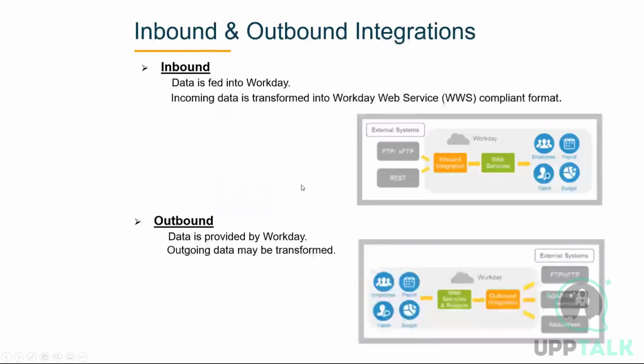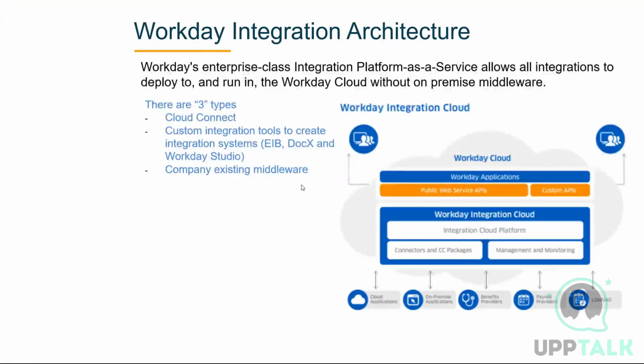So for the Workday integration architecture, Workday works as a platform as a service and allows integrations to deploy to and run in the Workday cloud without on-premises middleware. So you don't require an additional set of hardware or software or middleware to connect into Workday. There are three types of integrations. One is Cloud Connect. The second is custom integration tools to create integration systems such as EIB, DocX, Workday Studio. And if your company has existing middleware, you can use that as well to send data into Workday or to retrieve data from Workday.